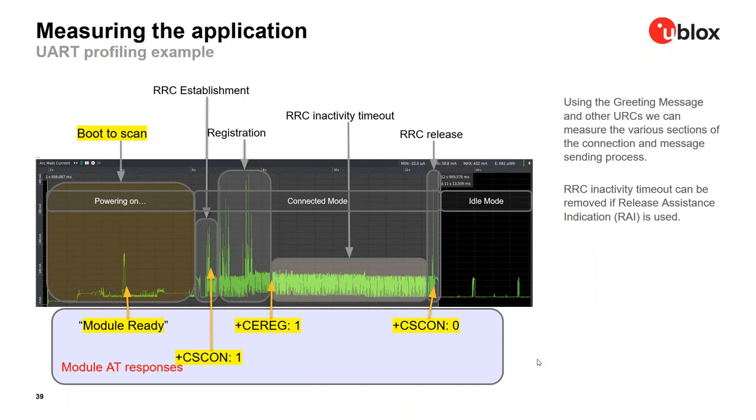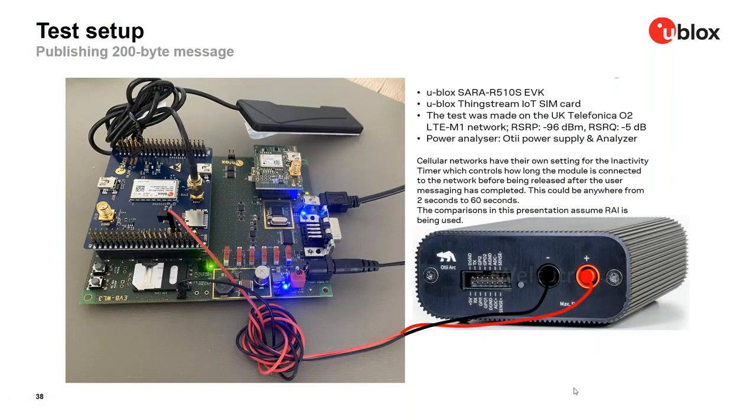This test has been done in the UK and with the Telefonica O2 LTE-M1 network. It is also important to mention the network because each network operator has its own settings, for example, inactivity time and so on, which can affect the results of the tests. And I'm using the Otii Power Analyzer, which is quite well known in the embedded world. Next slide, please. Thanks.